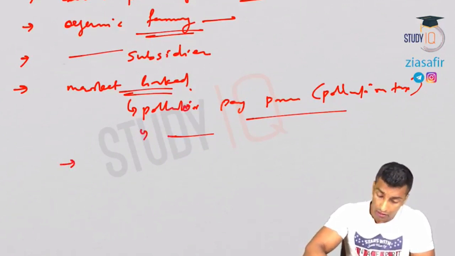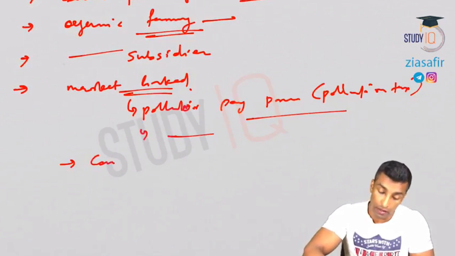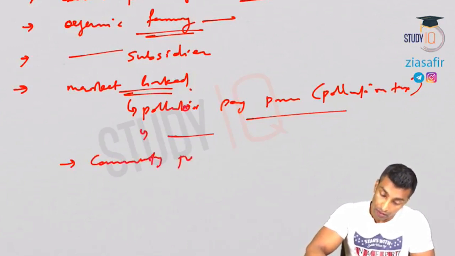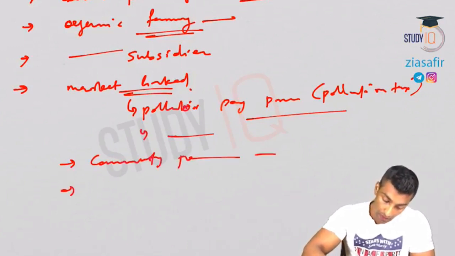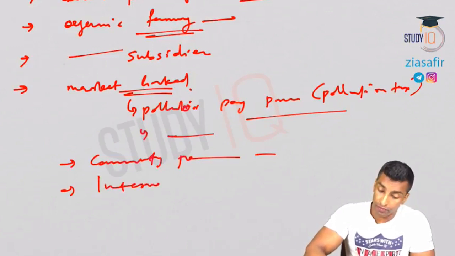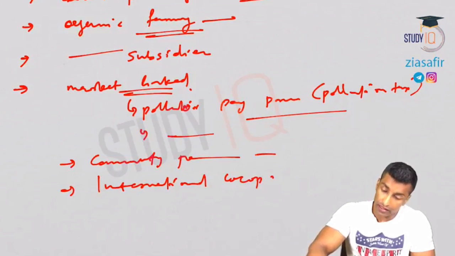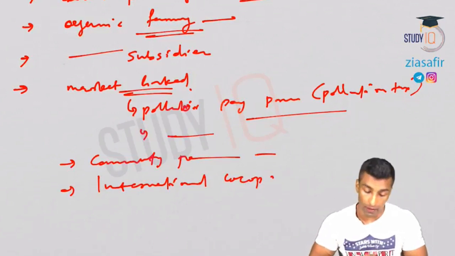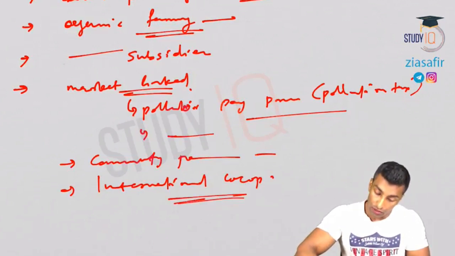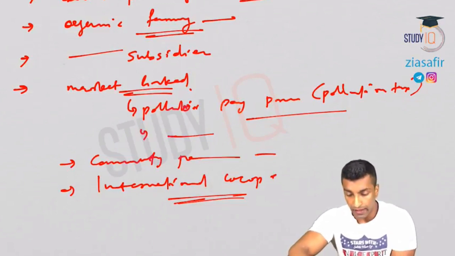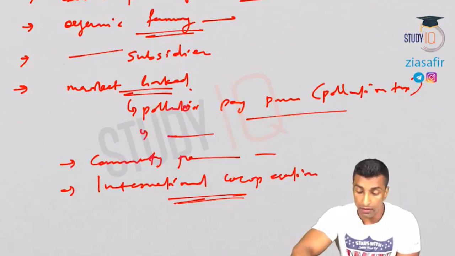Community participation. In all answers you have to write this: community participation, local bodies. Okay, international cooperation, because this is not just a local problem, this is a global problem. Okay, so international cooperation is a must.